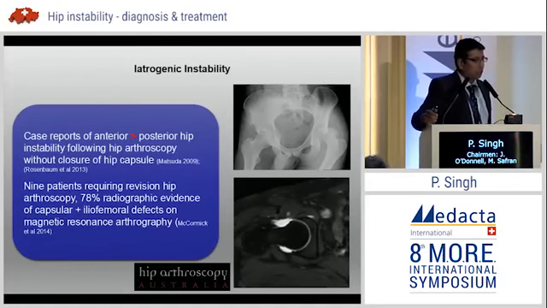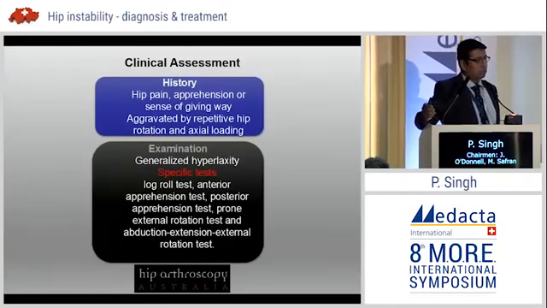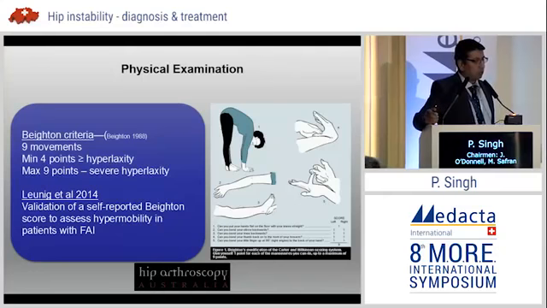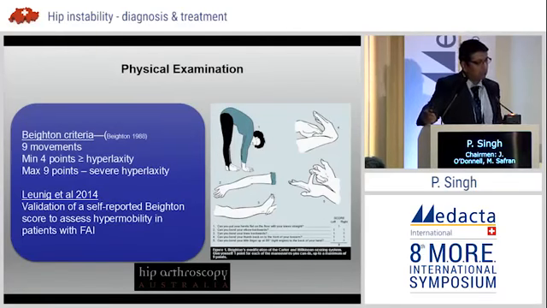We know there are case reports of iatrogenic instability following hip arthroscopy. Most of these instability cases are anterior, and in revision arthroscopy cases, a common finding is a defect in the iliofemoral ligament. For clinical assessment, we encourage everyone to perform the Beighton score. Anything above 40 would indicate hyperlaxity. Michael Dehling has recently validated a self-reported Beighton score and correlated it to femoroacetabular impingement.